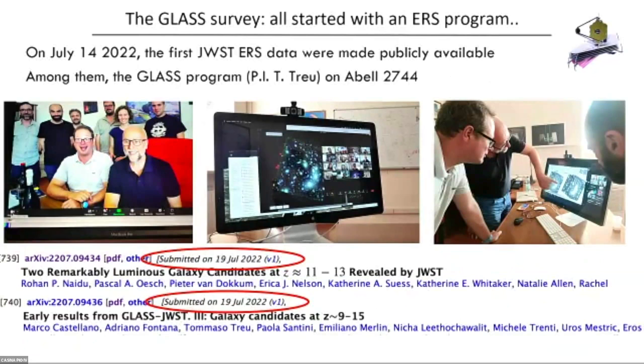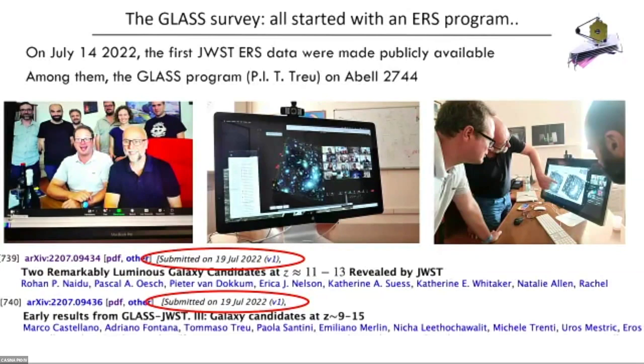Now, in the spirit of this academy, I want to briefly mention, also remembering the talk by Marcia, that my history on James Webb started only 2 years ago when the first data were released. I was part of this ERS team. And I remember the excitement when on July 14, the first data of GLASS were released. And it started really an incredible race.